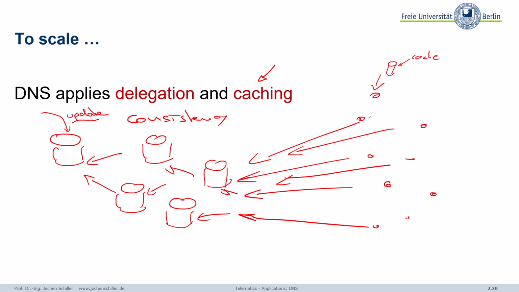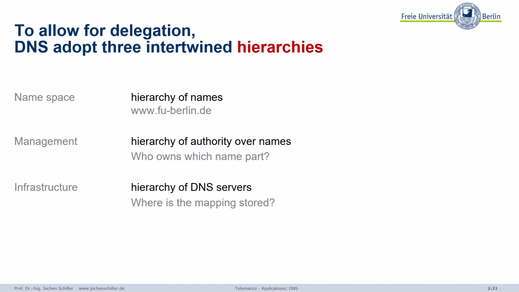Then you have an old entry in your cache. What can we do there? We can live with it. We can perform some updating mechanisms, etc. So yes, to scale a system, we have to distribute databases. We have to use caching, but this comes with a certain price tag. Okay, so how do we do this delegation? And we'll see in the next slides how this is then implemented.